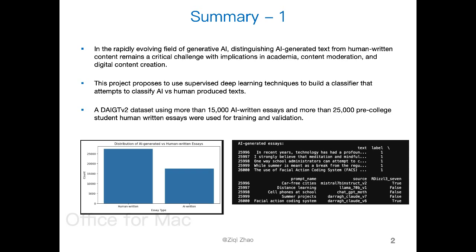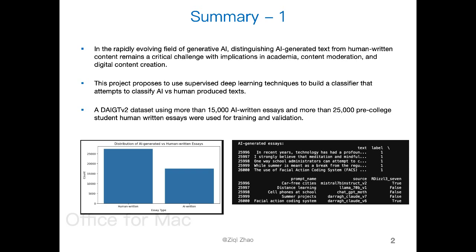Now, the problem summary is that in the rapidly evolving field of generative AI, distinguishing AI-generated text from human-written text remains a critical challenge, and there can be implications in how essays are marked in academia, online content moderation, and user-generated digital content creation. Now, this project proposes to use the supervised deep learning methods we learned in class to build a classifier which attempts to classify AI or human-produced texts.